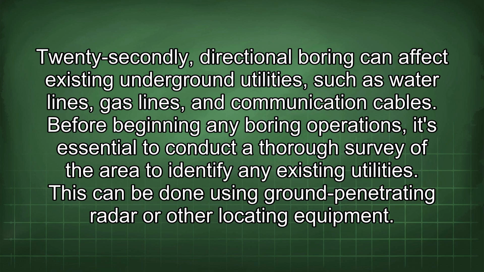Twenty-second, directional boring can affect existing underground utilities, such as water lines, gas lines, and communication cables. Before beginning any boring operations, it's essential to conduct a thorough survey of the area to identify any existing utilities. This can be done using ground-penetrating radar or other locating equipment.